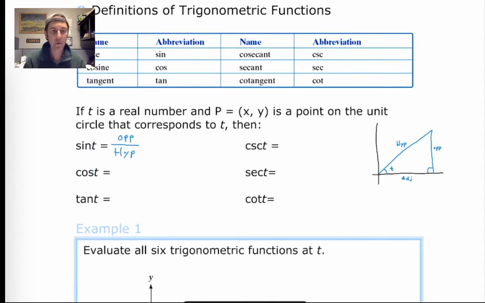So if I ask you for the sine of t, what I'm really asking you to do is to build a fraction where the numerator is the length of the opposite side of the triangle, and the denominator is the length of the hypotenuse of the right triangle.